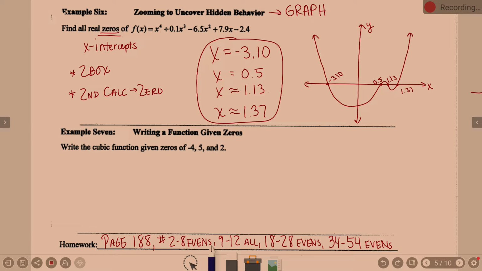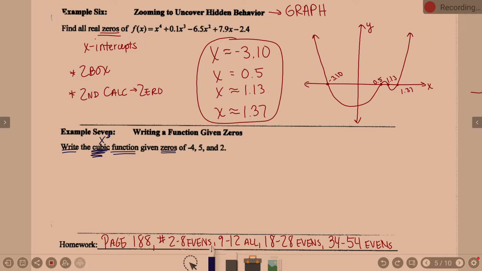Okay. So, example 7 asks us to write a function. Specifically, it says a cubic function. What does cubic function mean? To the third power. This is going to be an x to the third function. And the information they give us is that there are zeros of -4, 5, and 2. Any idea of how we're going to write our cubic function?